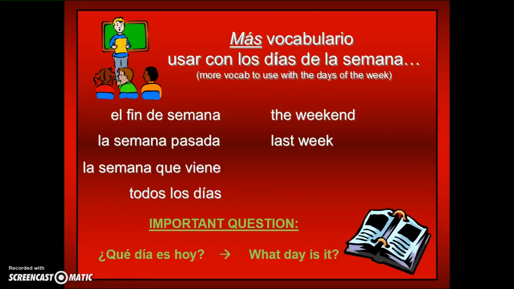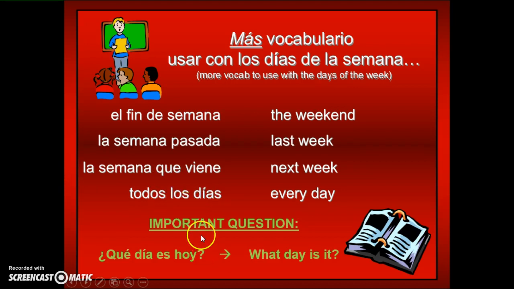Okay, some more vocabulary that you need to know in regards to the days of the week. El fin de semana. This literally translated, the end of the week. La semana pasada. Again, practice these with me. La semana que viene, the week that comes. And todos los días, every day.